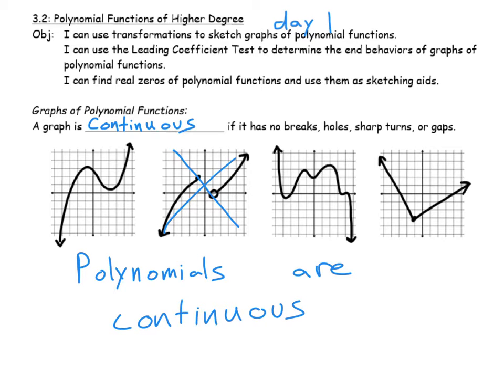This looks like kind of a weird looking absolute value one, but it's got a real sharp turn. Polynomials don't do that. This right here looks like a polynomial, okay? Notice it's got a real different shape from a quadratic, because that's what we're going to see happen if the degree is higher than 2. No breaks, no holes, no sharp turns, no gaps.